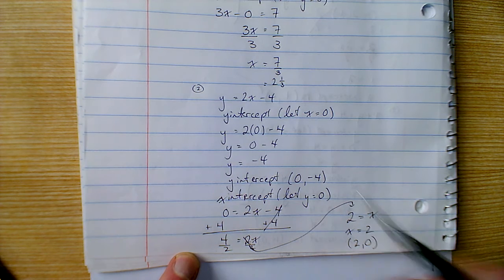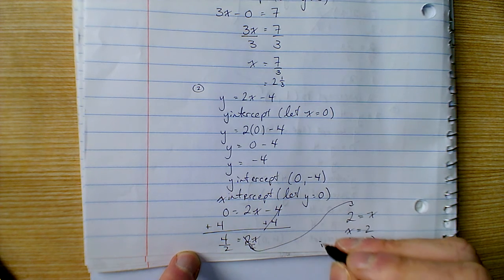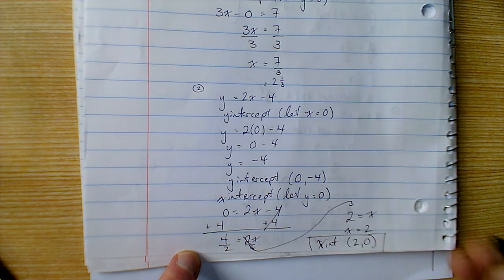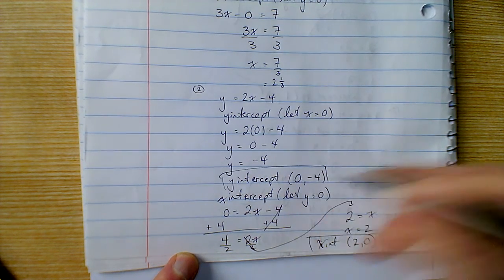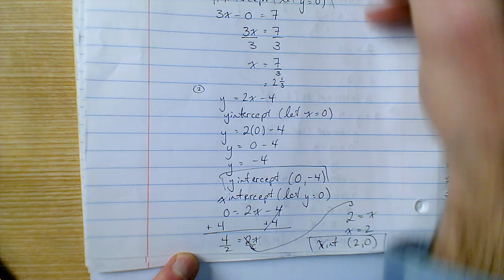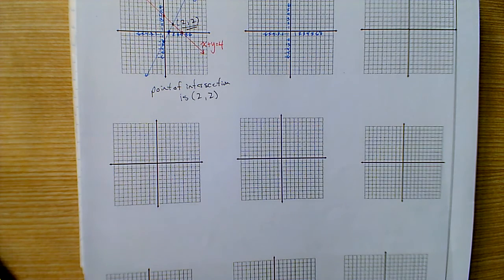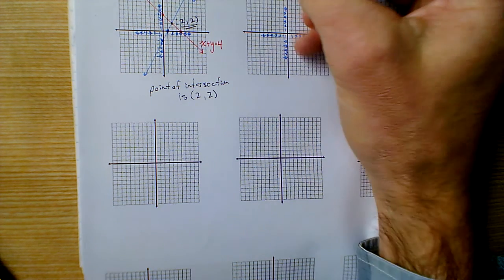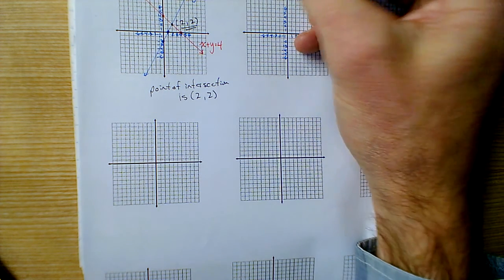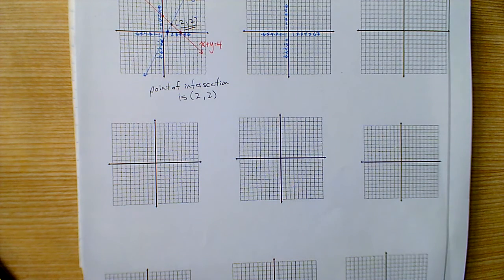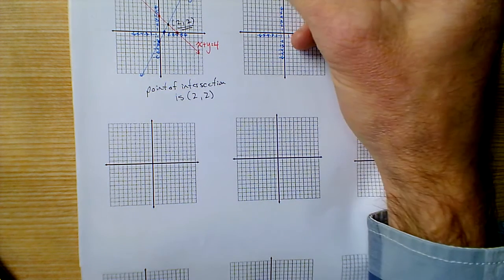So I now have 2 points. There's my x-intercept, there's my y-intercept. Now I'm going to take all that information and graph. I have my graph paper ready to go. Again, I'm going to use different colors just for the sake of clarity. But for you folks, if you just label your lines, this is line 2 still. This is line 1.